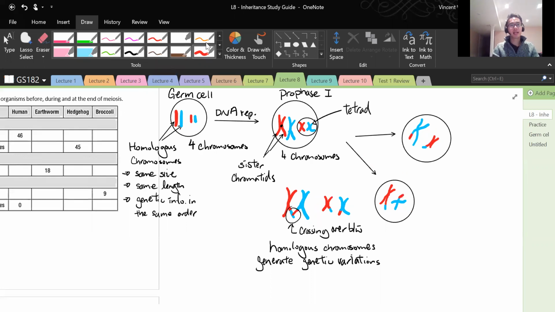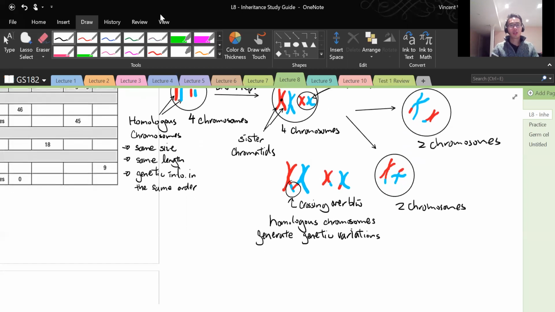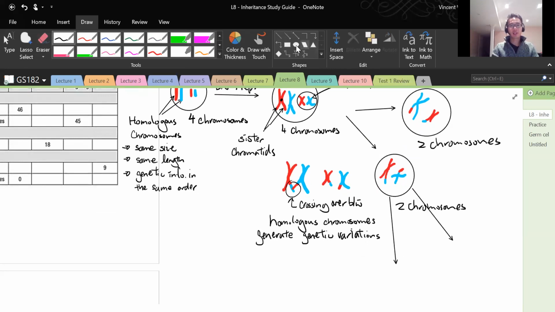The idea is that you will get number 1 and number 2. So how many chromosomes here? 2 chromosomes. And then meiosis 2 is going to happen, and you're going to split again.